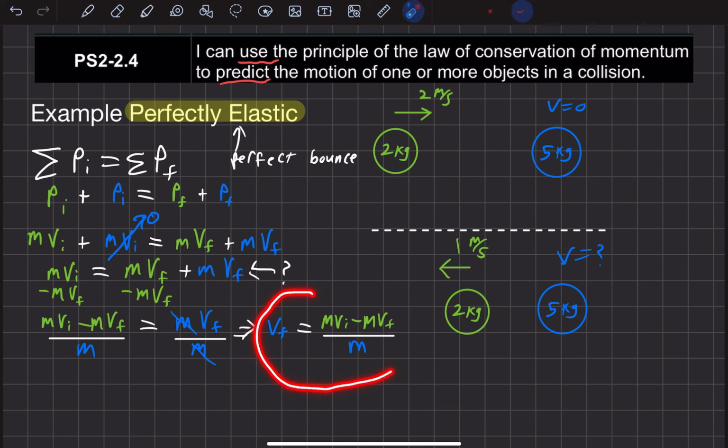This gives us a final expression: the final velocity of the blue object is going to equal the difference in the momentum before minus after of the green object, divided by the mass of the blue object. Let's plug in some values now.